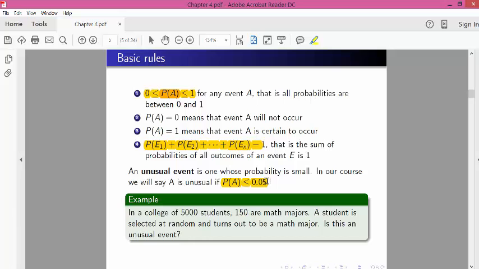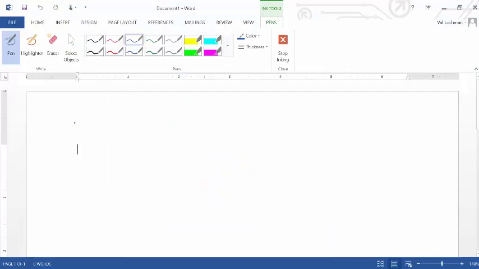So let's say we have an example here. In a college of 5,000 students, 150 are math majors. If I were to select one student at random and he or she is a math major, would that be unusual? Okay, so let's see, how would I do this? Okay, so I would go probability of math major is what? Well, let's see.